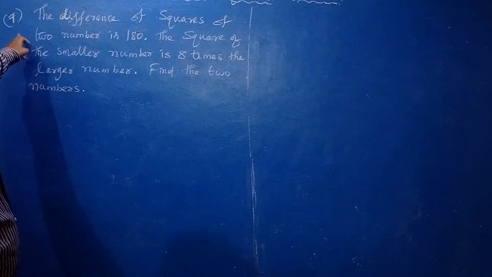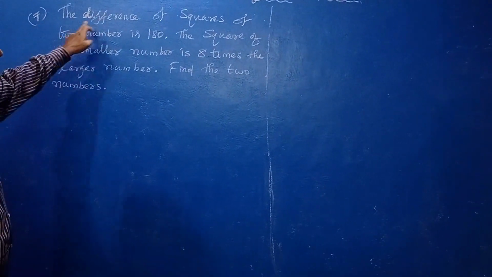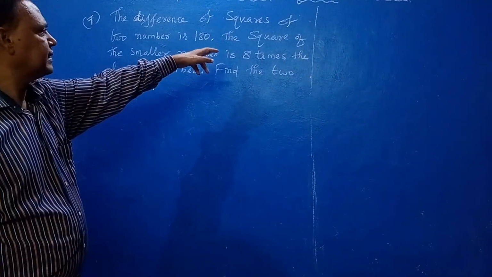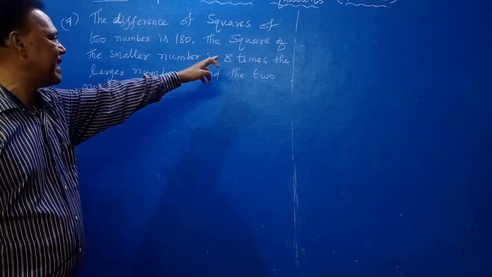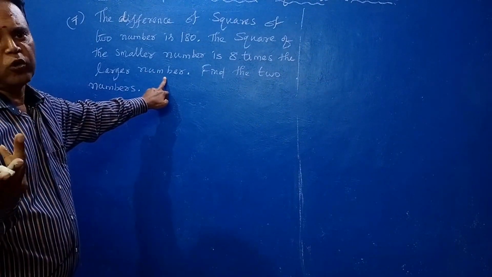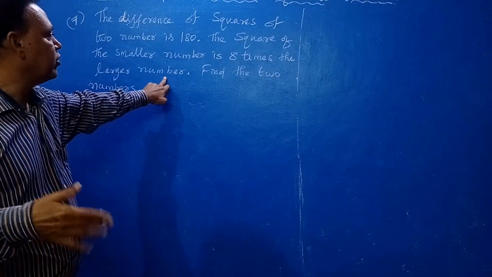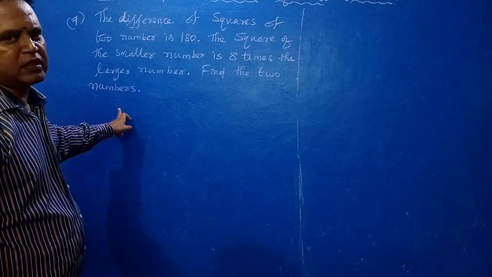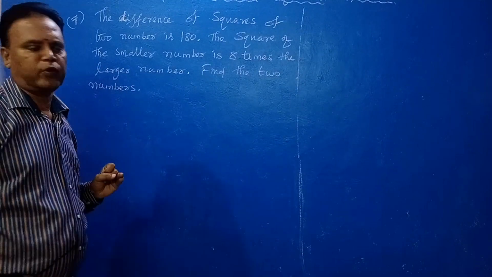See this problem, the seventh problem. The difference of squares of two numbers is 180. The square of the smaller number is 8 times the larger number. That means you don't know which is the smaller number and which is the larger number, so you have to assume. Then only you can find the two numbers. Here the question is to find two numbers. One number is larger, one number is smaller.